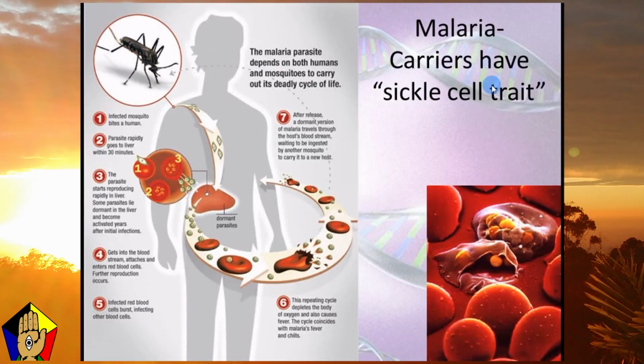So like I said before, if you have sickle cell trait, you can't get malaria. There's something that changed about the hemoglobin that makes it so that the malaria parasite doesn't want to get into it. So you get malaria by a mosquito bite.